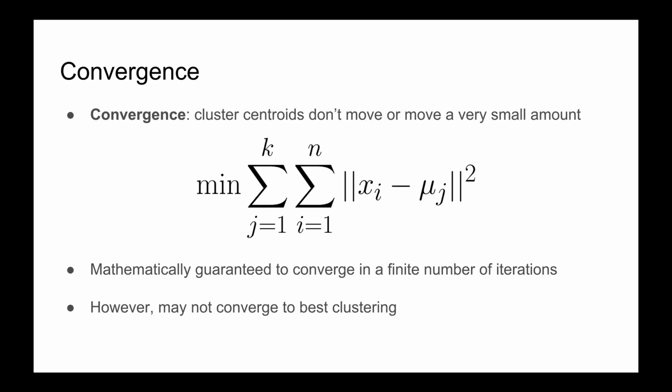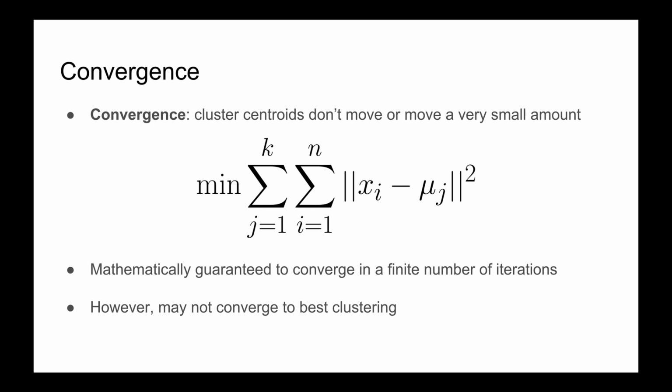So like I mentioned, convergence, just ignore that big equation, it looks kind of scary, but this is just to illustrate a point here. Convergence means that the cluster centroids either don't move at all, or they move a very, very small amount, and you usually just set a threshold value. So if they don't move at least this much, then we say they've converged. And the reason that I put this equation up here is just to illustrate the point that mathematically k-means is guaranteed to converge in a finite number of iterations.